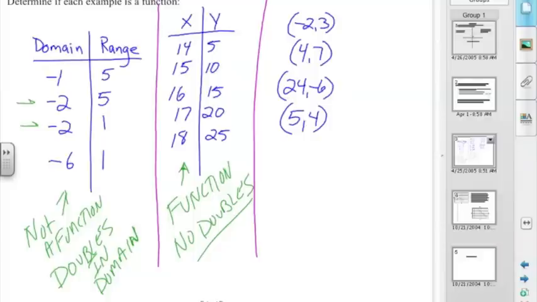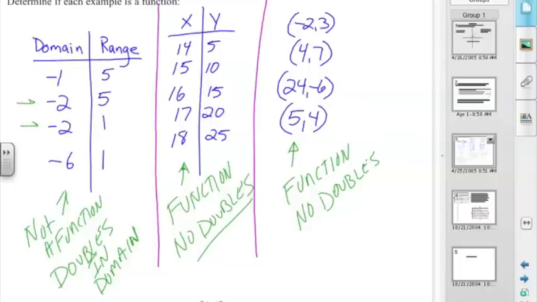And then finally, the third method of having information presented to you will be the coordinates presented to you as ordered pairs or points to be put on a graph. This one, you'll again look at the x coordinates. We have a -2, a 4, a 24, and a 5. Is this a function or is this not a function? This is a function because there are no doubles in the domain. So pretty straightforward as far as determining if a relation is a function or not.